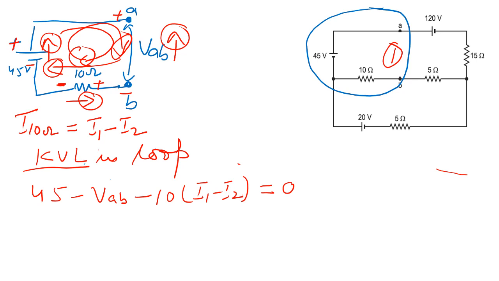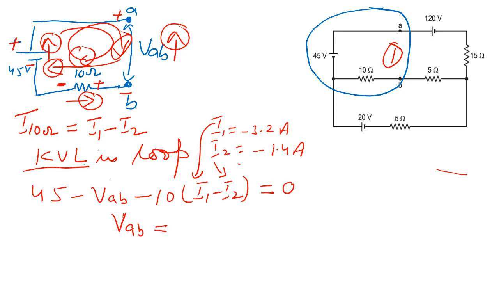Now we already got the values before. The value of I1 is minus 3.2 ampere, and the value of I2 is minus 1.4 ampere. From the last slide we got these values, and you put them here. After putting these in, we will get the value of VAB, which is equal to 63 volt. So this VAB is equal to the Thevenin voltage.